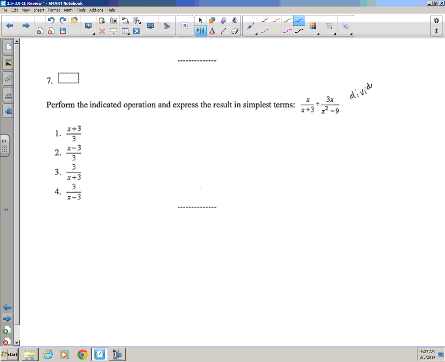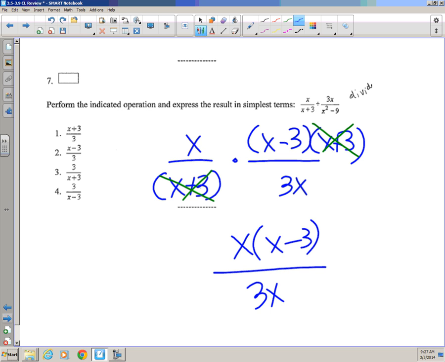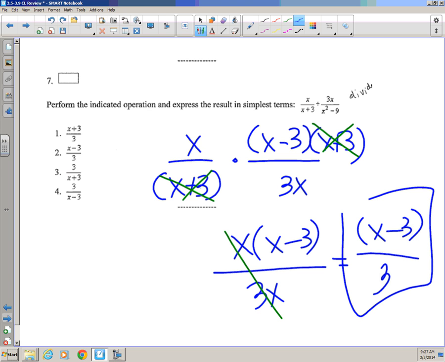Number 7, it's division. Keep, change, flip. X over the binomial x plus 3. Change to division. The new numerator is factorable by dots, and the new denominator is just a mono. So x plus 3's can cancel each other out. What you're left with is an x mono, x minus 3, over 3x mono. Don't forget, monos can cancel monos. That 3 was not supposed to be crossed out, just the x's. X minus 3 over 3, choice 2.